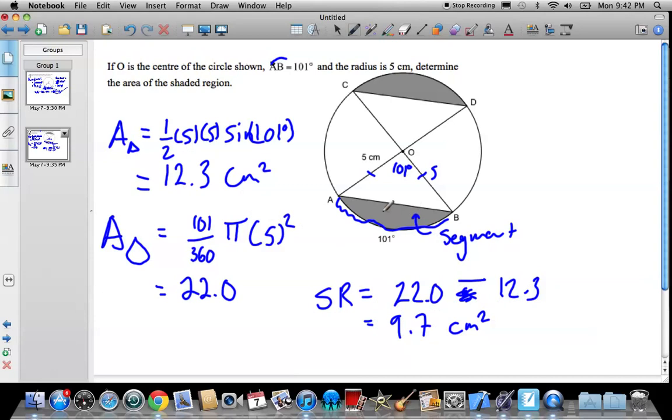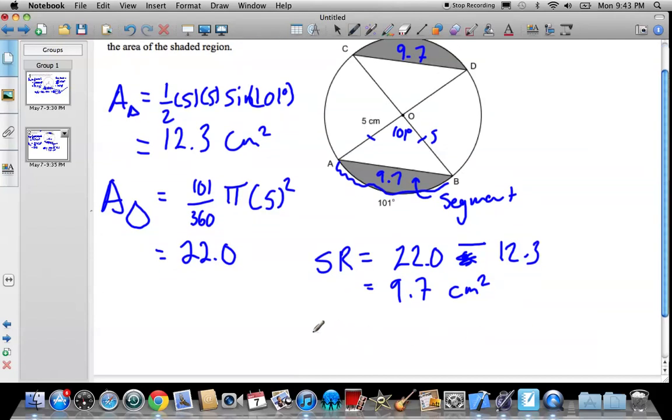So that is the area of just one segment. This guy's 9.7, this guy's 9.7. So for both shaded regions, in total we're going to have to go 2 times 9.7. So times this by 2, I'm looking at 19.447. So I'll just go 19.4 centimeters squared. And there's my answer. So this is a typical shaded area problem, guys. There's lots of them out there. You might want to try a couple on your own for practice.